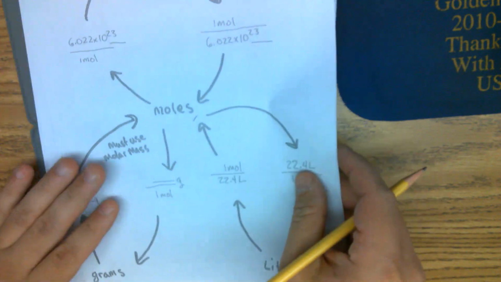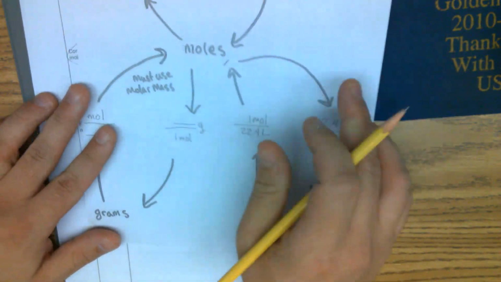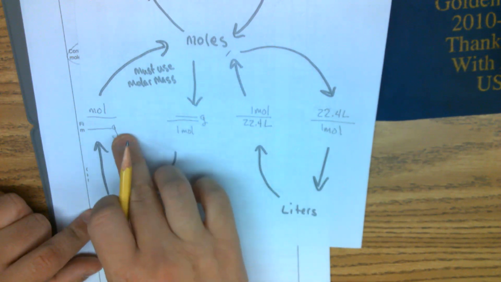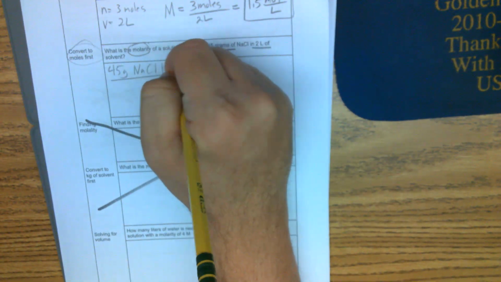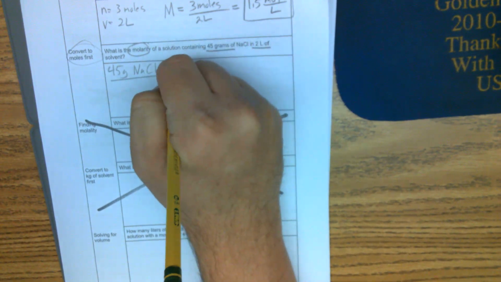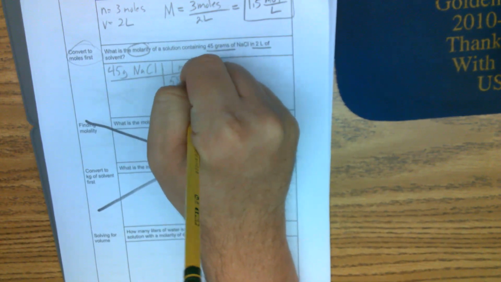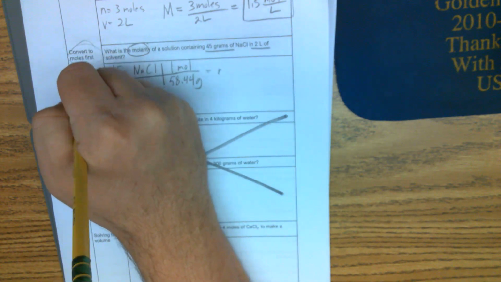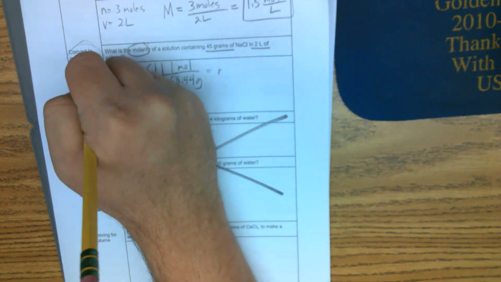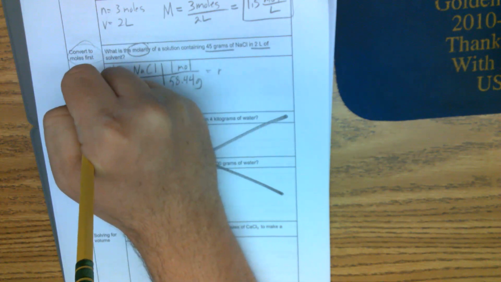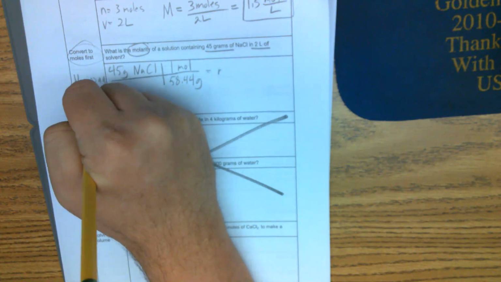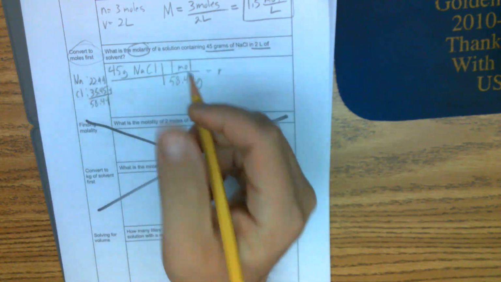So if we look at our mole map, going from grams to moles, following this way, 1 mole on top, and then our mass on the bottom. So 1 mole on top, and then we have 58.44 grams for the molar mass. We add up Na and Cl. It's 22.99, 35.45. Add the two together, and we get 58.44.